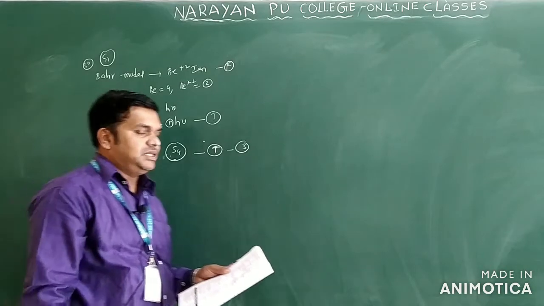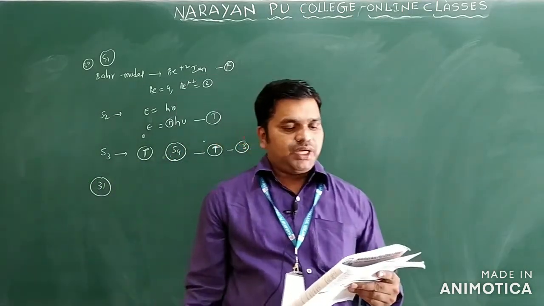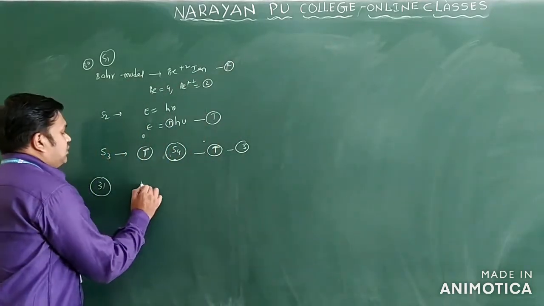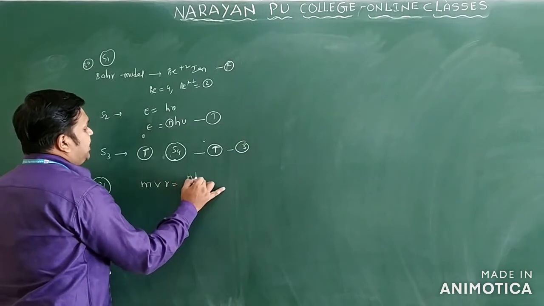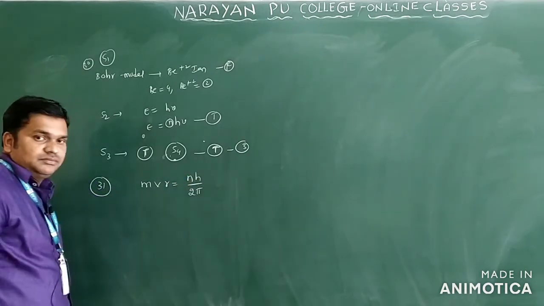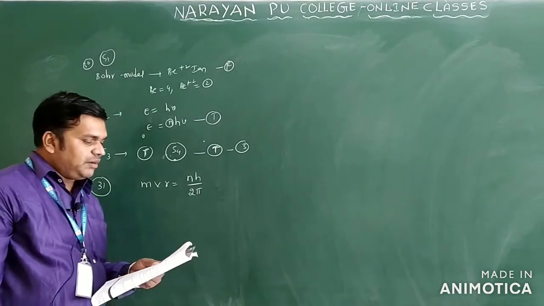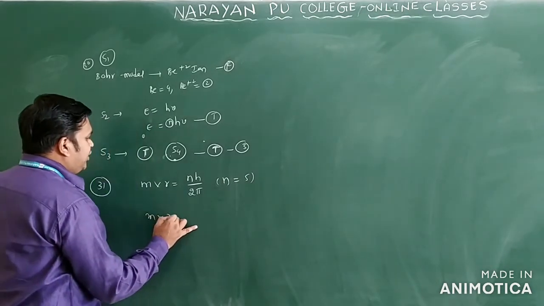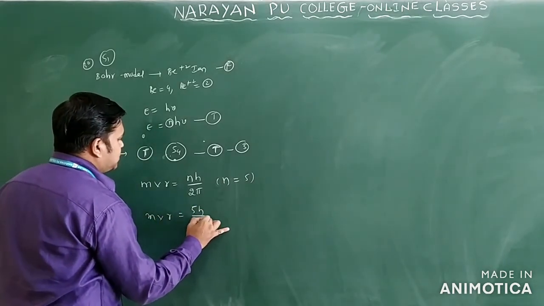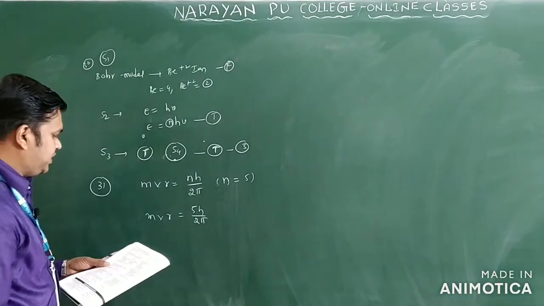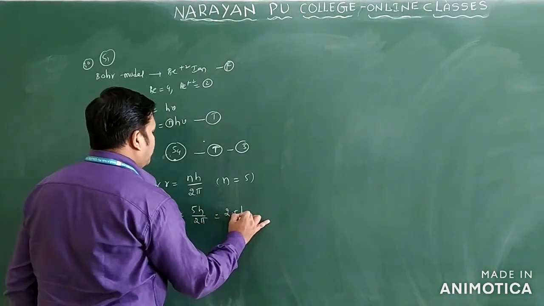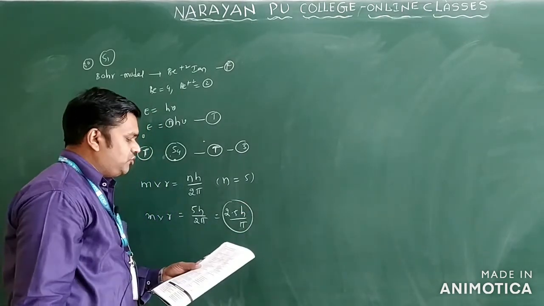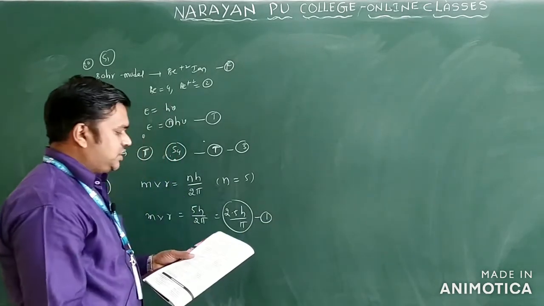Now we can see question number 31. According to the Bohr theory, angular momentum of an electron in the fifth orbit. You know one formula. What is the formula? Angular momentum in Bohr orbit, mvr is equal to nh by 2 pi. What is the number of the fifth orbit here? n is equal to 5 only. So you will write mvr is equal to 5h by 2 pi, that is 2.5h by pi. So what answer will we take? You will take option 1 for this question.